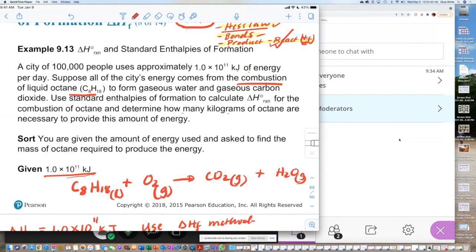And it says, of course, combustion of liquid octane to form gaseous water, check, and gaseous carbon dioxide. It kind of gave you a little bit of a clue. Okay. Use standard enthalpies of formation to calculate delta H of the reaction for the combustion of octane and determine how many kilograms of octane are necessary to provide this amount of energy.